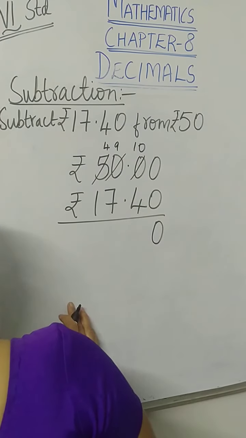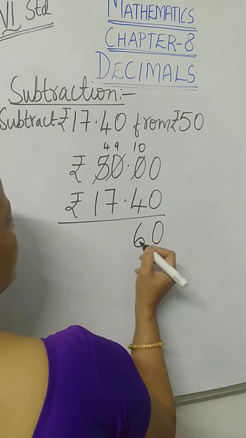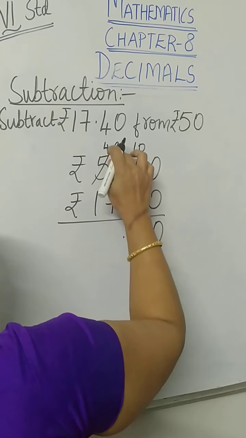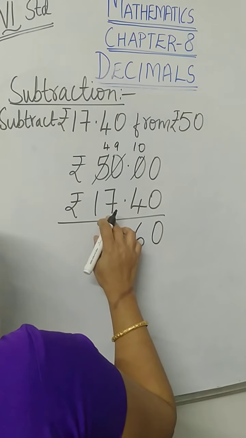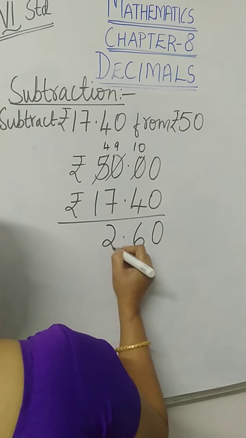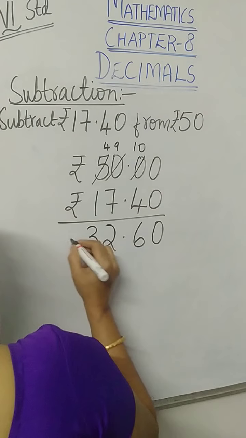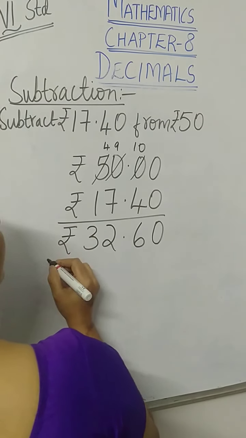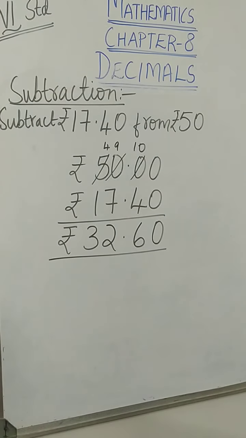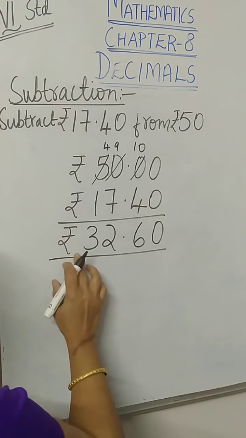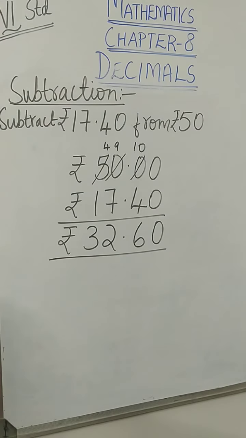In 10, when we subtract 4, we get 6 here. Here it will be only 9. From 9, when we subtract 7, we get 2. Then from 4, when we subtract 1, we get 3. So the difference between 50 rupees and 17 rupees 40 paisa is rupees 32.60. Yes? Hope it is clear, children. I will show you another example.